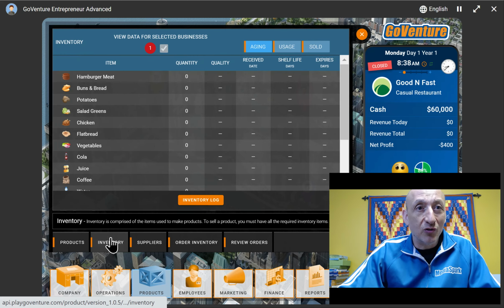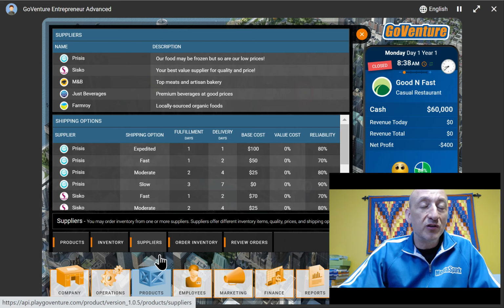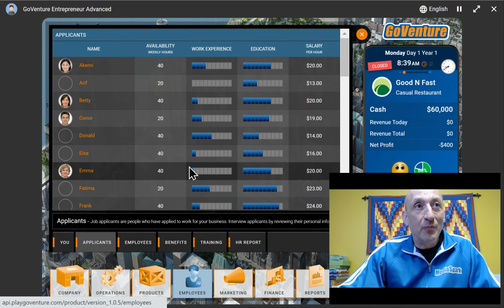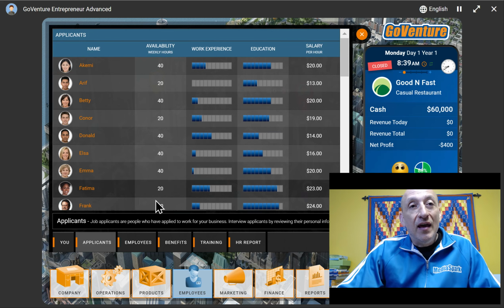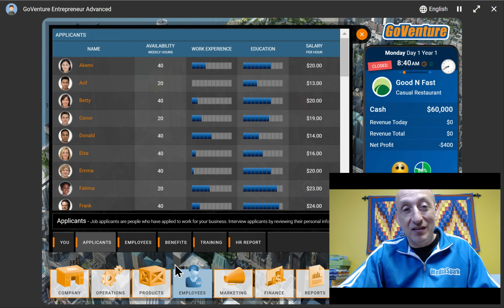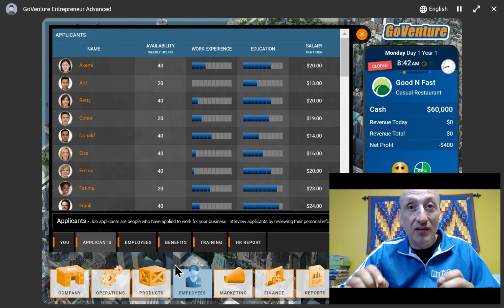I can see different inventory and suppliers where I can order inventory from. I can manage employees. Here's all my job applicants that I can hire. And I have to do everything from managing cash flow. I can even take out loans and sell shares in my business. It's the most comprehensive, most realistic small business startup and operation simulation in the world. So let me show you how we actually do the assessment.